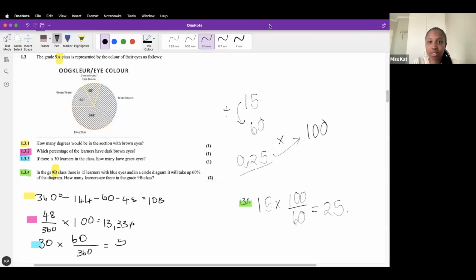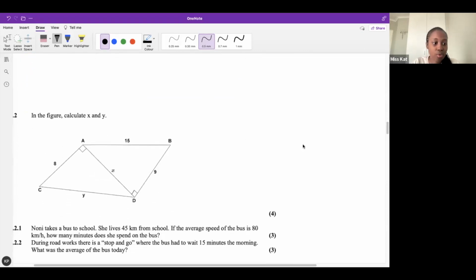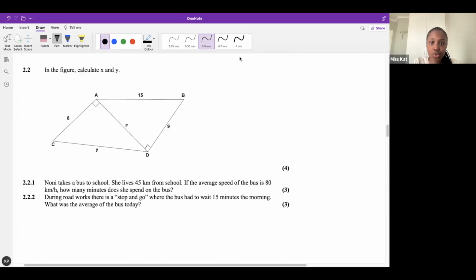It's already 20 past. This time is flying. I'm going to check the poll. 2.2 was voted for. Next, let's do 2.2.